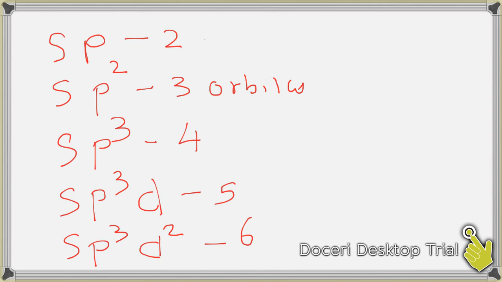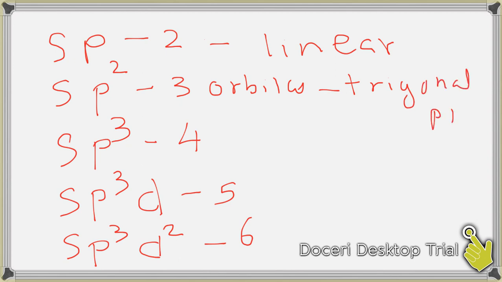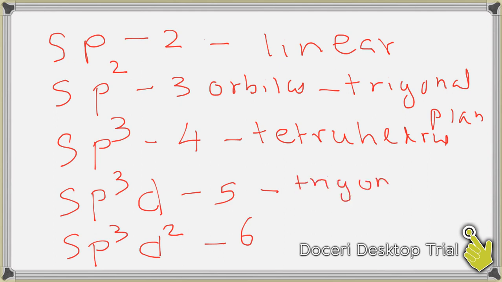So if you have two electron domains, what is the shape? Linear. 3, trigonal planar. 4, tetrahedral. 5, trigonal bipyramidal. And then 6 is octahedral.